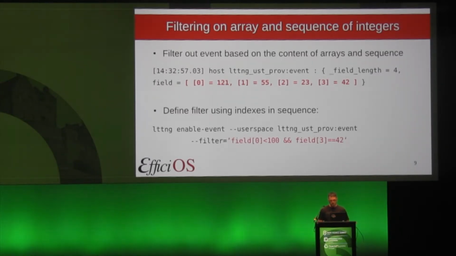Another feature we added is filtering on arrays and sequences of integers. The idea is we can filter based on the content of an array or sequence. This is very good for protocol matching, for header matching of whatever is in the payload of events. It allows defining filters using indexes in a sequence. Those are two examples here.